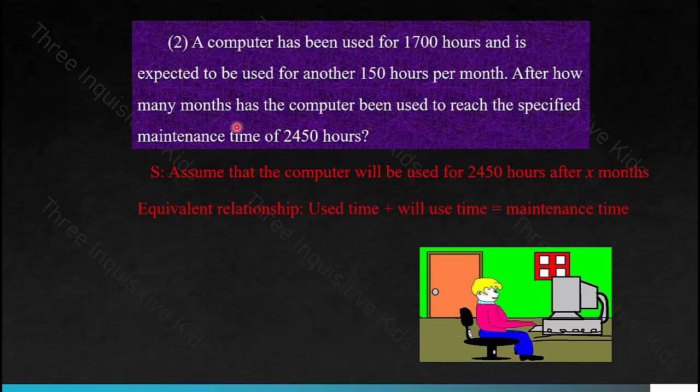The equivalent relationship is the already used time, and the expected use time would be the total maintenance time of 2,450 hours. Our linear equation is 1,700, that's the used hours, plus 150x, because 150 hours per month, is equal to the total 2,450.